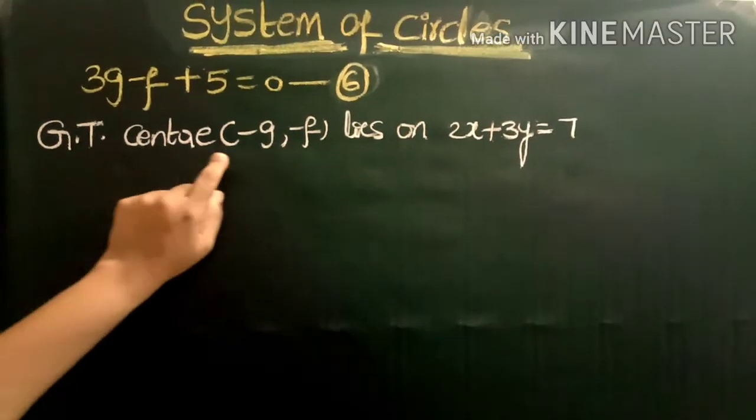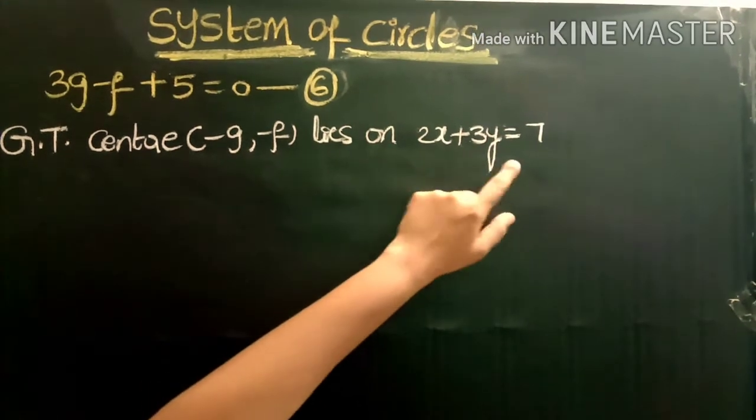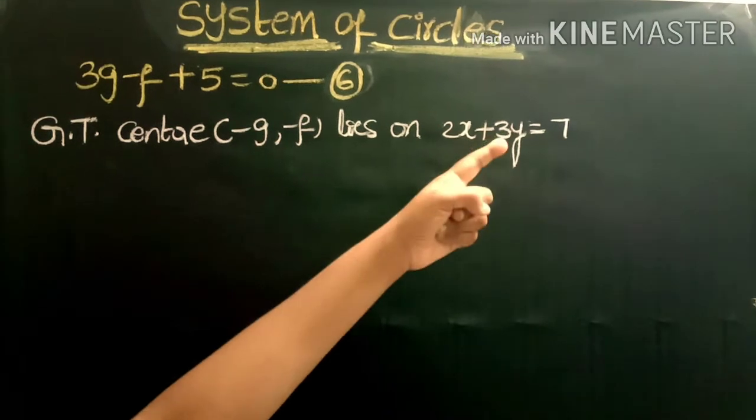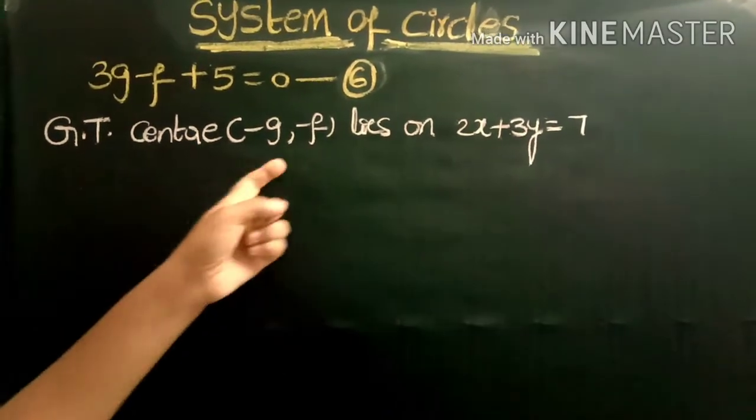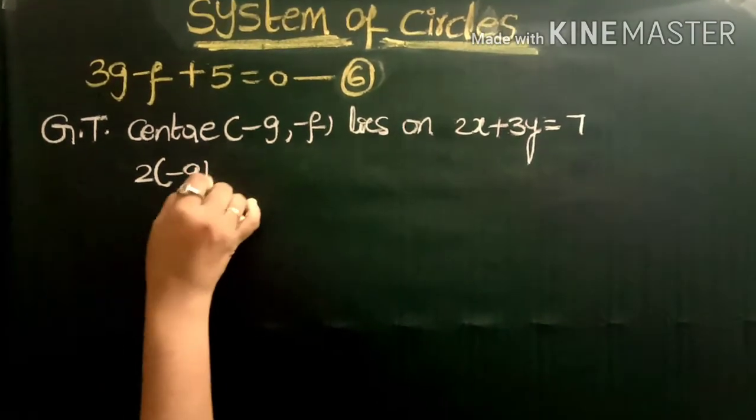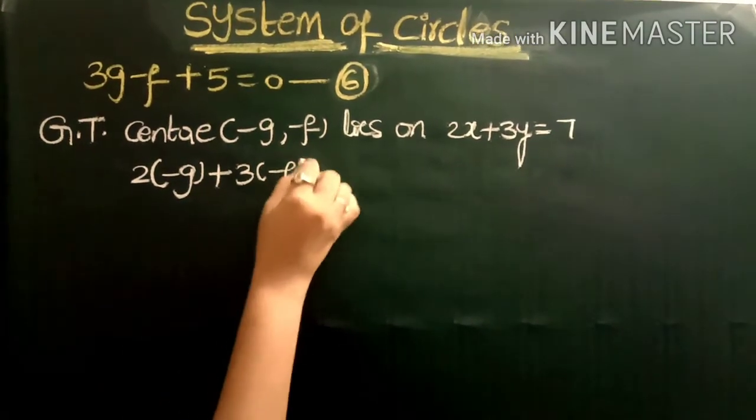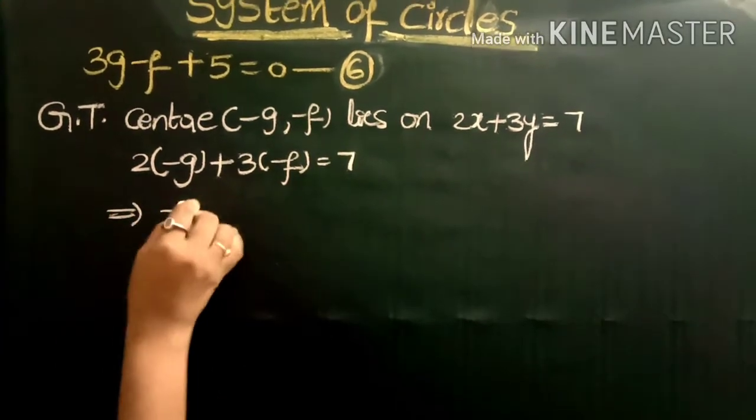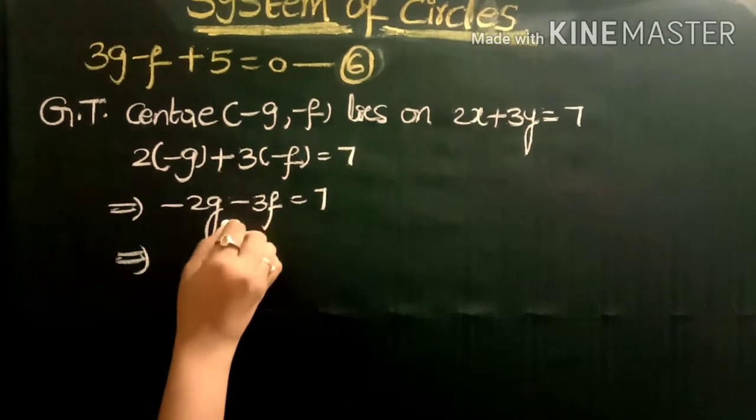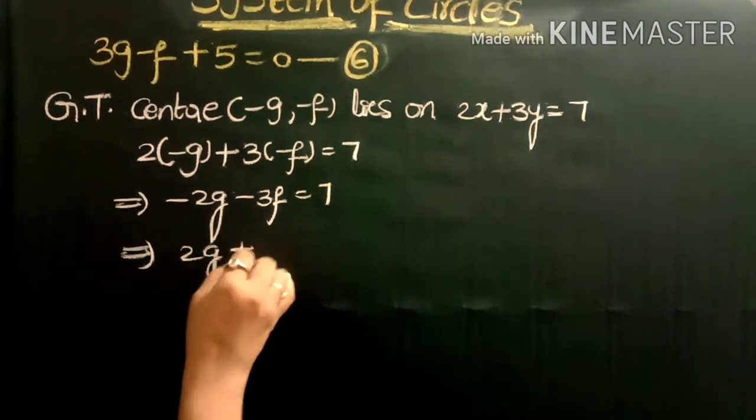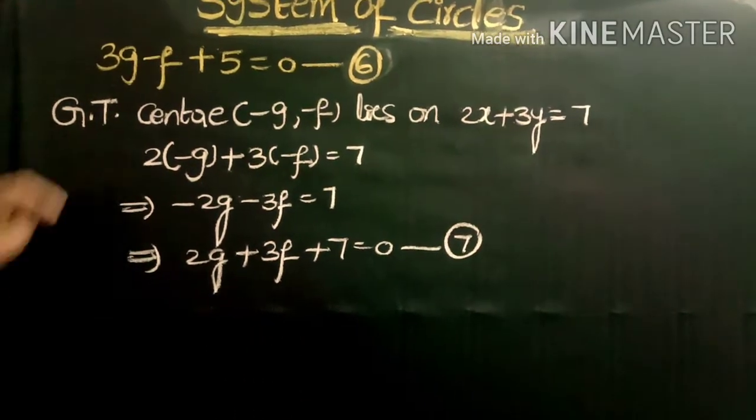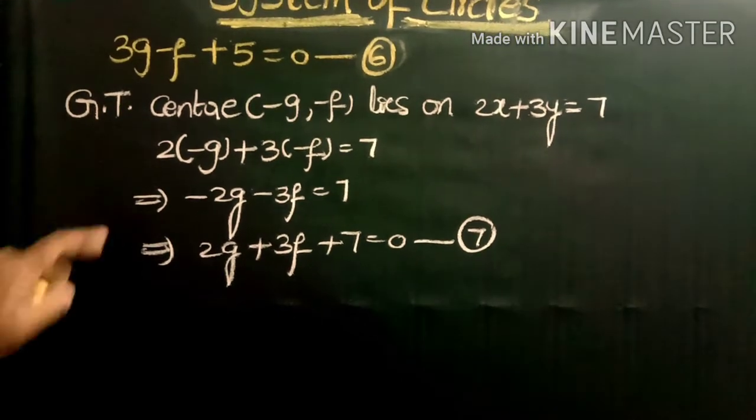And also given that the center (minus g, minus f) lies on the line 2x plus 3y equals 7, which is the diameter of the circle. So the center lies on that line. Now we are substituting the center in that line equation. That is 2 into minus g plus 3 into minus f equals 7, which implies minus 2g minus 3f equals 7. Writing this with the terms moved to one side, it becomes 2g plus 3f plus 7 equals 0, which is equation 7.